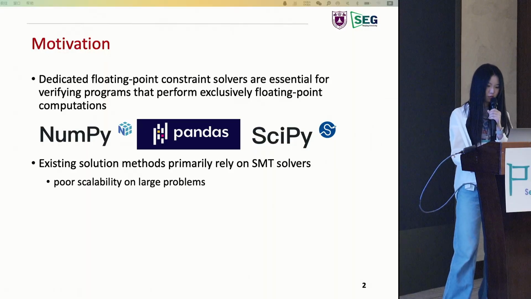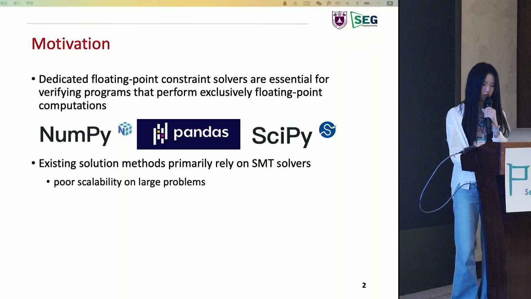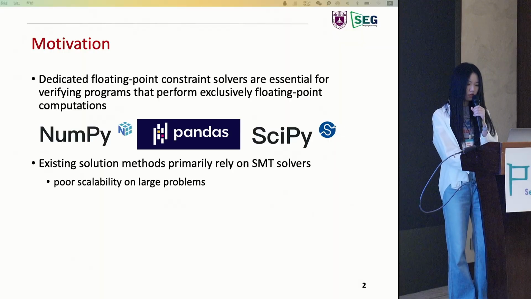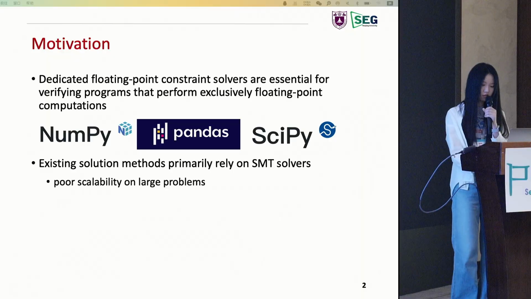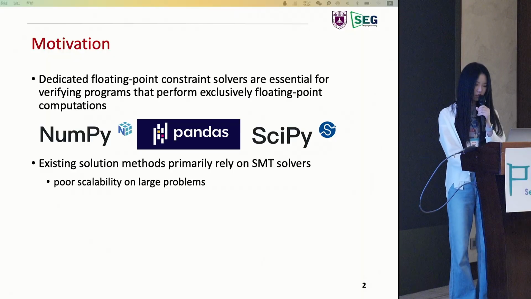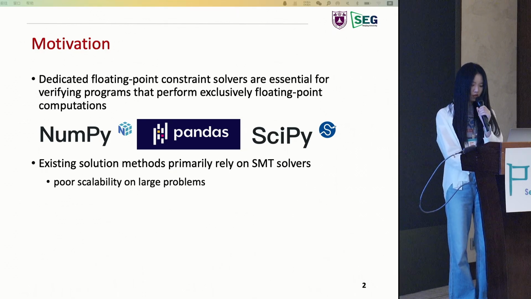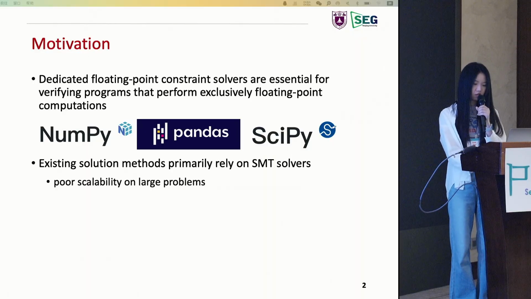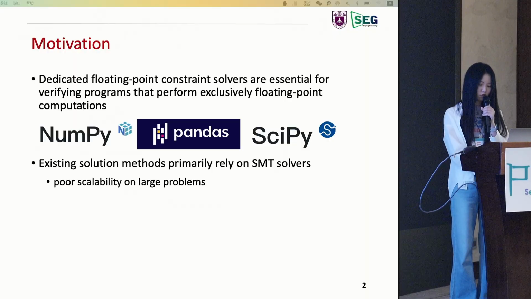Existing solution methods primarily rely on SMT solvers. They integrate a SAT solver for handling the propositional structure of constraints alongside a specialized theory solver. Despite their ability to cope with logical constraints across various theories, their solving in the theory of floating point arithmetic remains a significant challenge. Along with disadvantages, for example, when the constraint is complex, they will generate large SAT problems, which are difficult to solve efficiently.